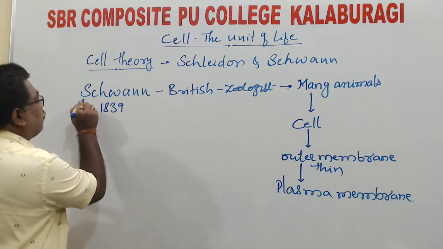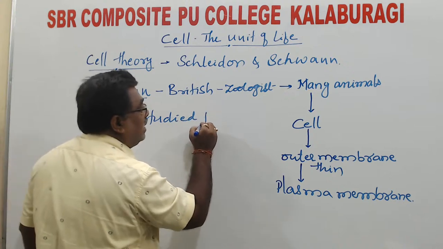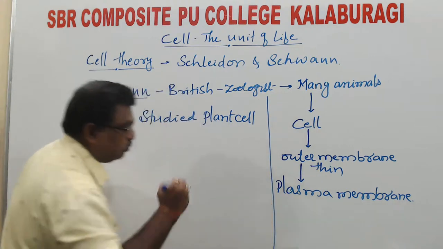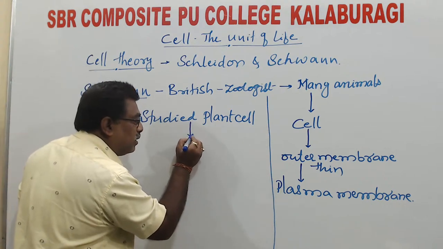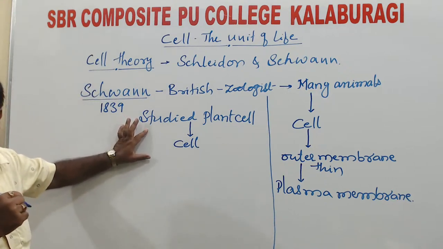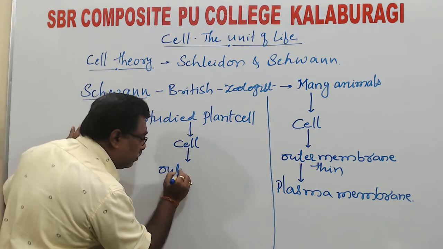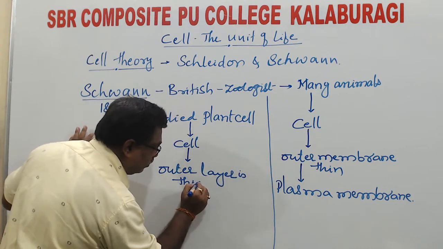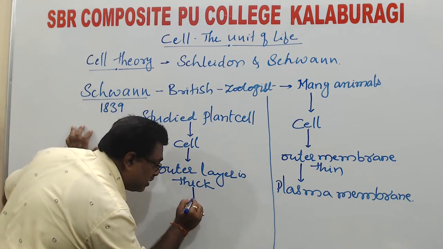Along with this, Schwann also studied plant cells. He observed the presence of cells. In this cell, what happens? The outer layer is thick. In the plant cell, the outer layer is thick, and due to this thickness, it is called the cell wall.